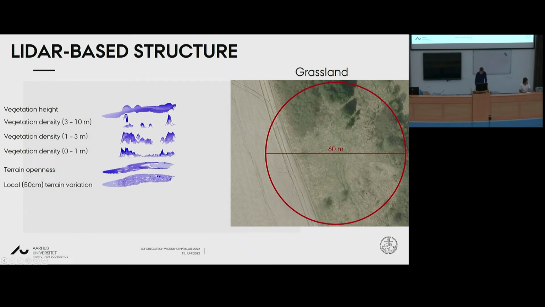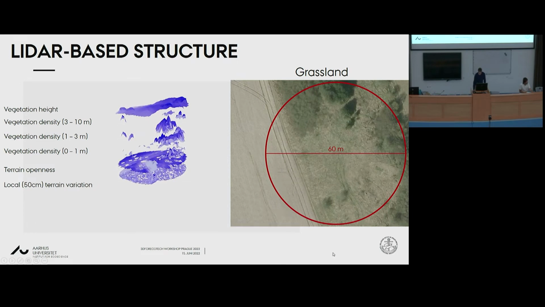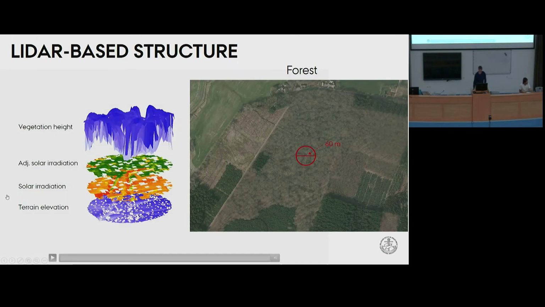Let's see if that's done. And then let's move on to the forest. This is the same sized plot. It's just zoomed out, so it looks smaller, but it isn't. And it's just to show you more of the lidar variables that we used.